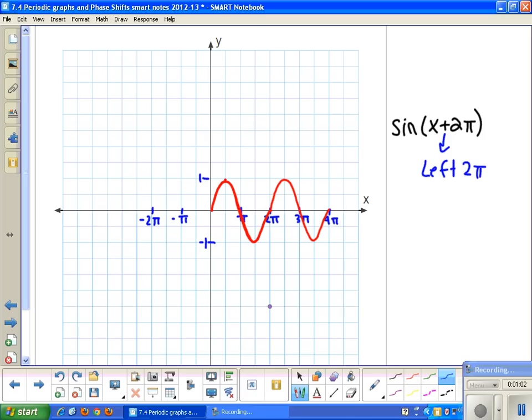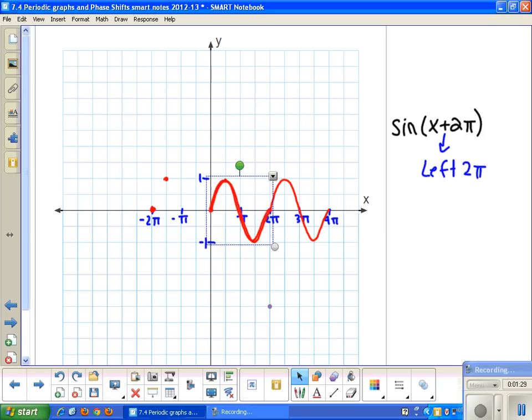So if I take all these values and move them to the left 2 pi, that means this value here at 0 would move over here to negative 2 pi. This value of 1 would move right here, and so on. If I move that whole entire graph, notice that it still looks like a sine graph. The only difference is we just shifted it over. So that would be a phase shift of 2 pi to the left.